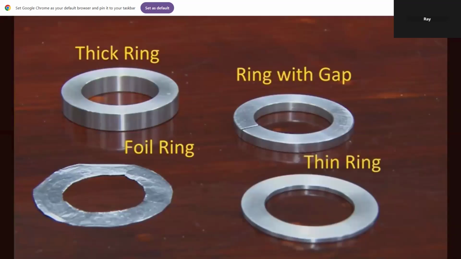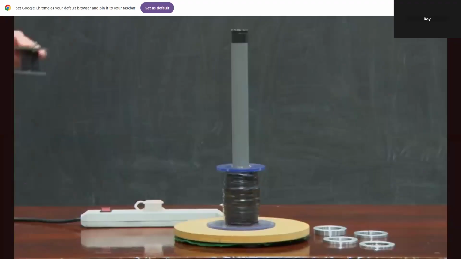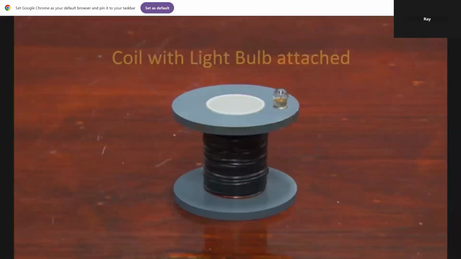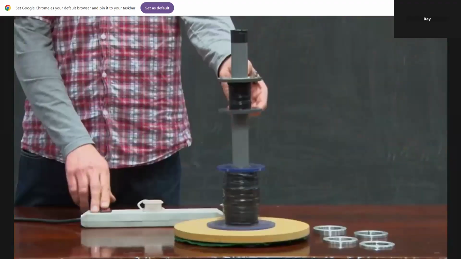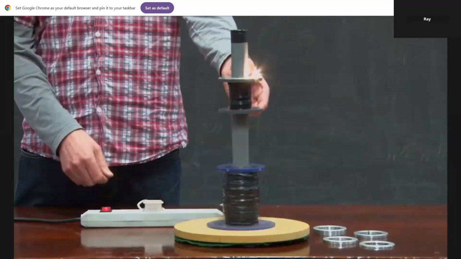First, a simple demonstration of Faraday's law. A light bulb is wired in series with a second coil of wire. When the current is switched off, the bulb lights up. What's the explanation of this behaviour?